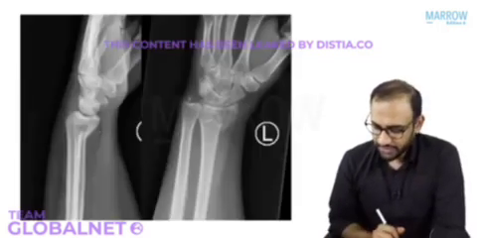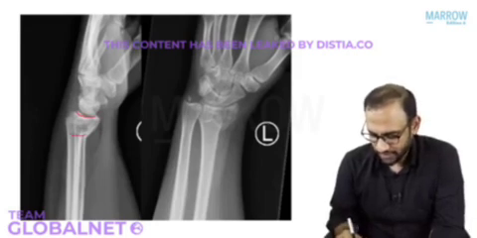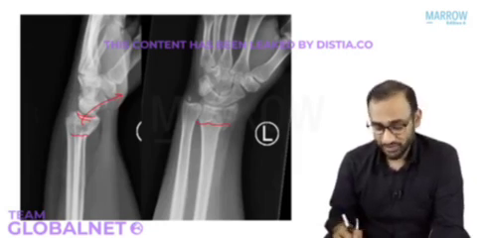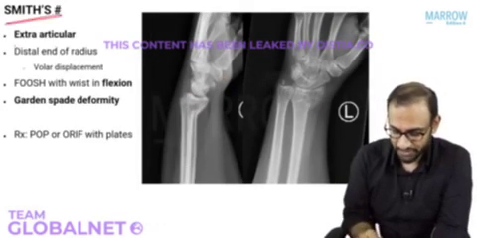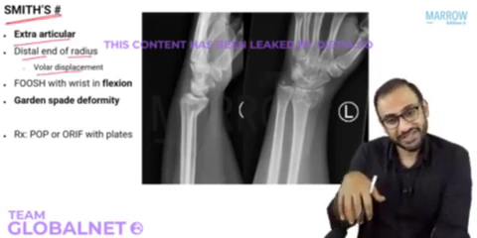Now look at this fracture and try to make the diagnosis. Here, articular surface looks fine. There is an extra-articular fracture at the corticocancellous junction. The displacement is volarly. This is your reverse Colles or Smith's fracture. Extra-articular, distal end of the radius is volar. Fall on an outstretched hand with wrist in flexion.